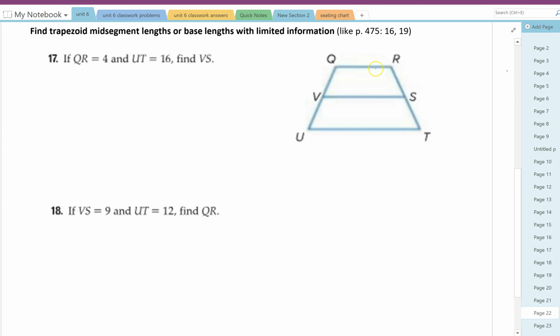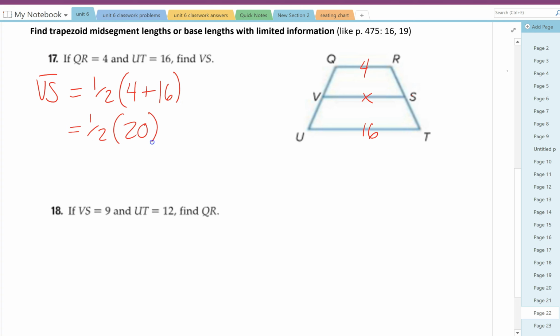Now we're going to find some trapezoid midsegments. I have a trapezoid here, QRTU, and I'm told that QR is 4, UT is 16, and I want to know what VS is. Well, the formula to find a trapezoid midsegment is VS, which is the midsegment, is equal to 1/2 of the two bases added together. So 1/2 of 4 plus 16. 4 plus 16 is 20. Half of 20 is 10. And so my answer here is that VS would be 10 units long.